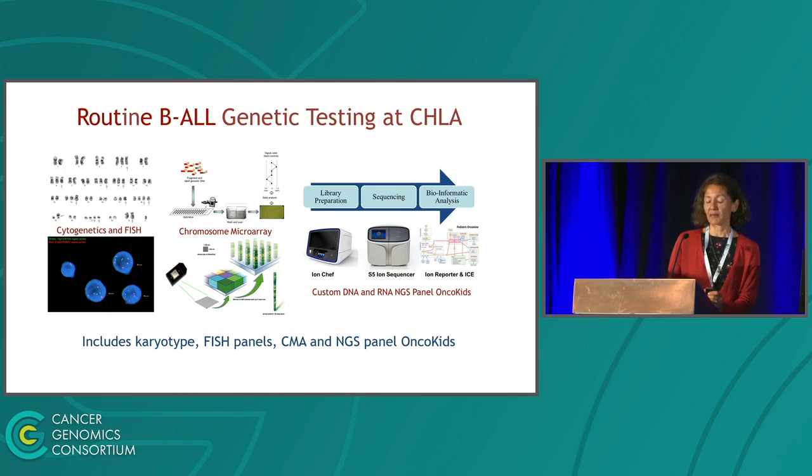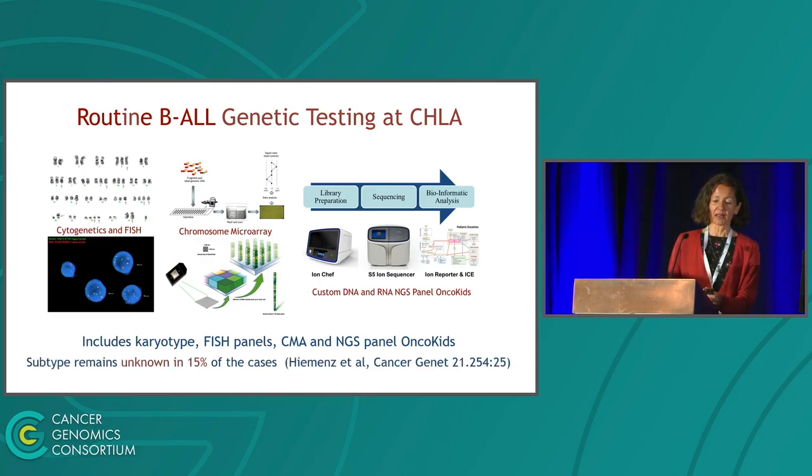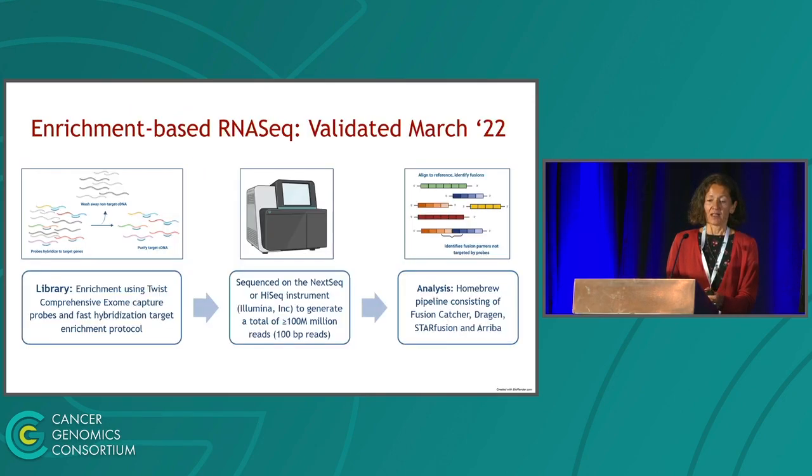So for every case of diagnosis, we use a combination of all these assays, which, as you can imagine, is pretty resource intensive. And still, when we analyze our diagnostic yield, we consistently have at least 15% of the cases that stay unclassified and no primary driver gets identified. So of course, we are thinking about ways to improve on this.